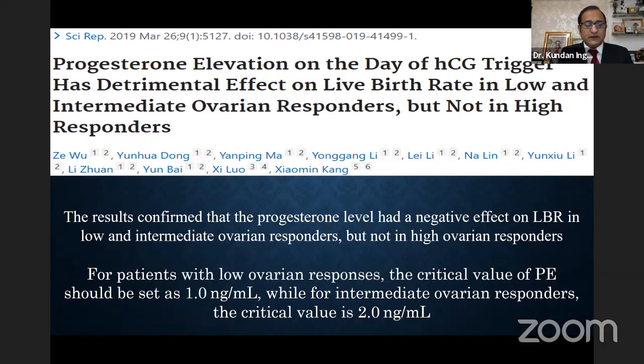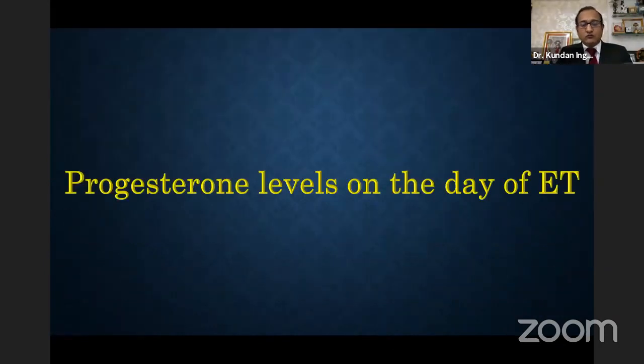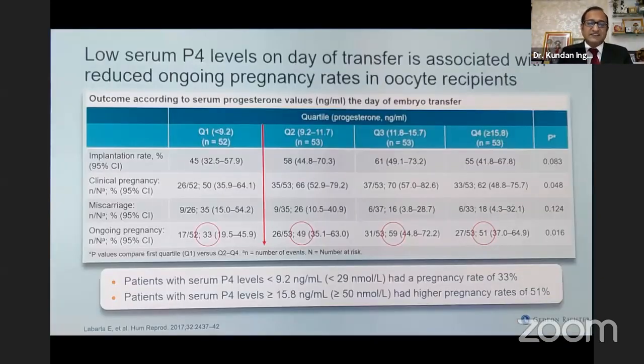They also concluded that for patients with a low ovarian response, the critical value for progesterone elevation should be set at 1 nanogram per ml, while for intermediate ovarian responders, the critical value should be set at 2 nanogram per ml. Now, another strategy is measuring the progesterone levels on the day of ET. Does it help us assess the prognosis for ongoing pregnancy rate?